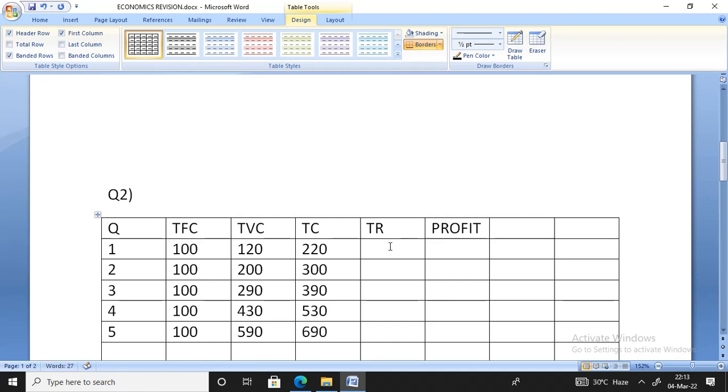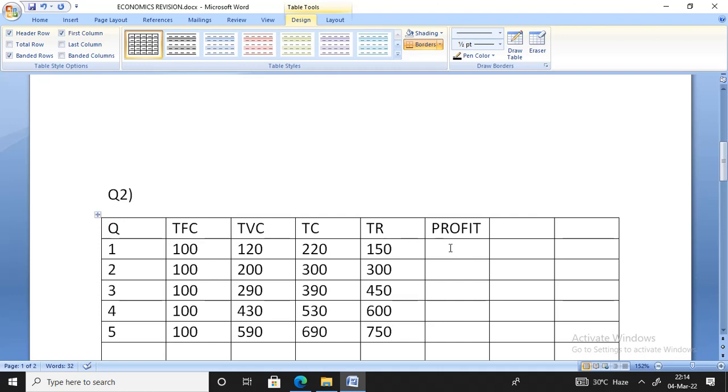Total revenue is the quantity multiplied by the price, and we are told that the price of a live chicken is 150. So if the quantity sold is 1, the total revenue will be 150. If the quantity sold is 2, 2 times 150, total revenue will be 300. 3 times 150, total revenue will be 450. 4 times 150 is 600. And 5 times 150 is 750. So total revenue is simply the price multiplied by the quantity.